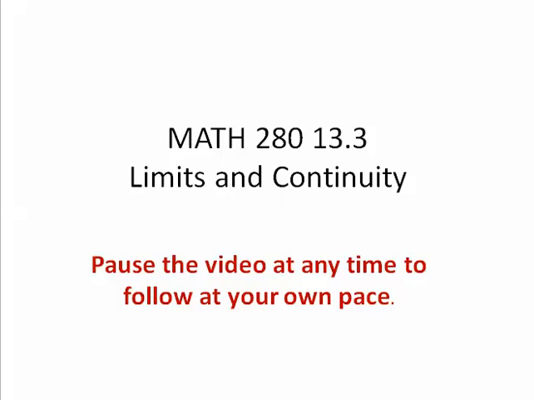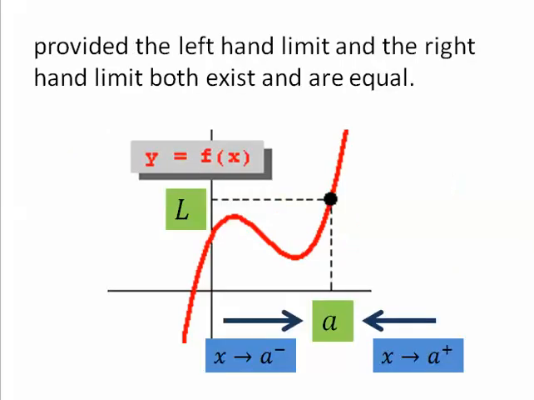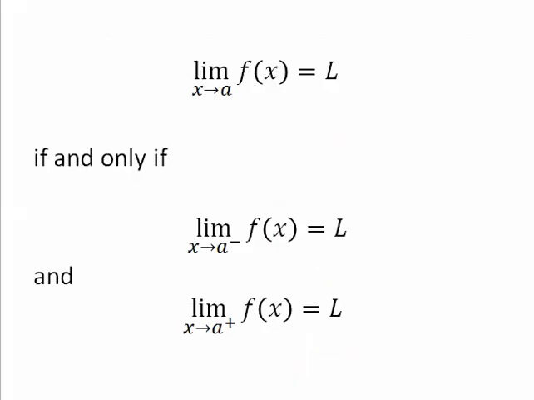13.3 Limits and Continuity. A function of one variable has a limit provided the left-hand limit and the right-hand limit both exist and are equal. There are two approaches that x can take to get to a, and both approaches must yield the same limit.